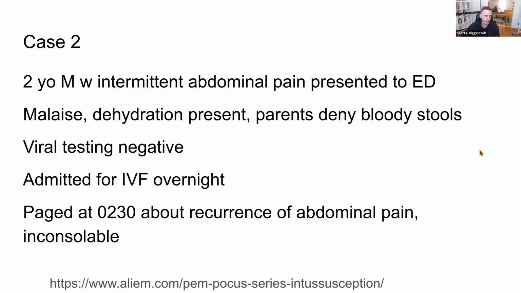Case two, we've got a 2-year-old male with intermittent abdominal pain. They come into the emergency department with malaise and they're dehydrated. Parents deny bloody stools. Viral testing is negative. They're admitted for IV fluids overnight, and you get paged at 2:30 about recurrence of abdominal pain. The patient's inconsolable.